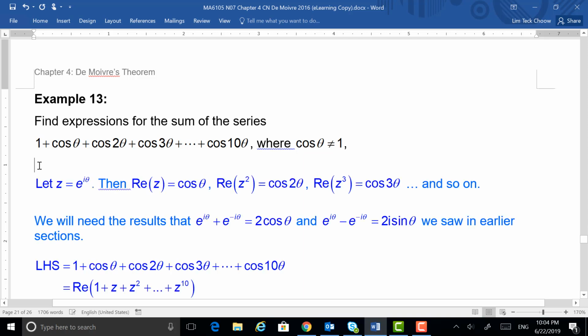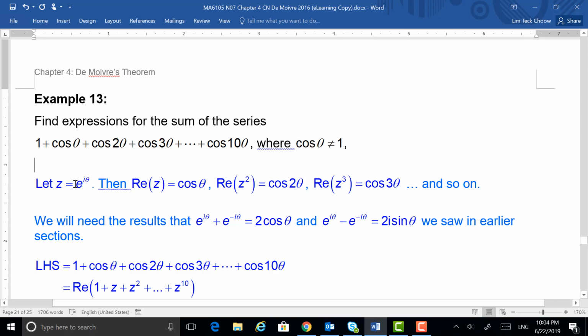To begin with, we want to introduce a z. Let z be the complex number e^(iθ). Now this complex number actually has a modulus. You don't see it here, it's actually a 1. So this complex number z is equal to 1 times e^(iθ). The 1 is not written there. Such a complex number is, as you already learned, called the unit complex number because the modulus is 1.